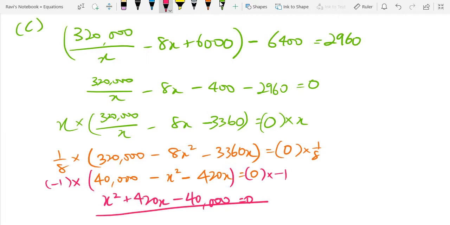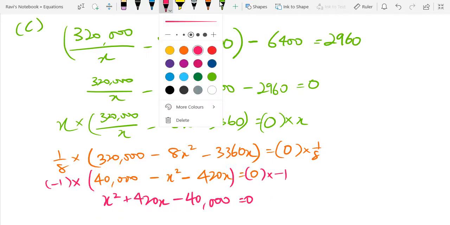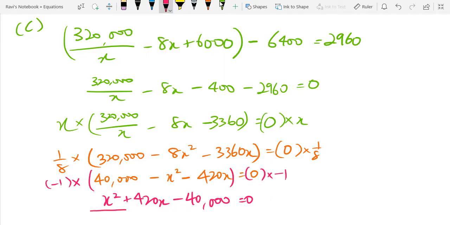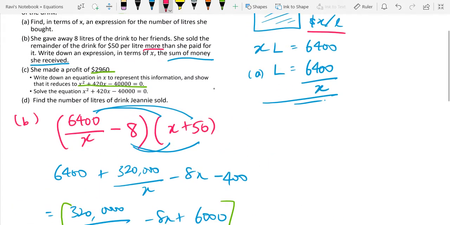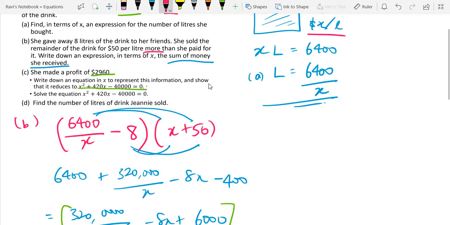And that equation here is what you have been asked to prove. So that is solved. That is proven. Now we're supposed to solve. When we say solve, we're supposed to find the x value. So let's do that now.